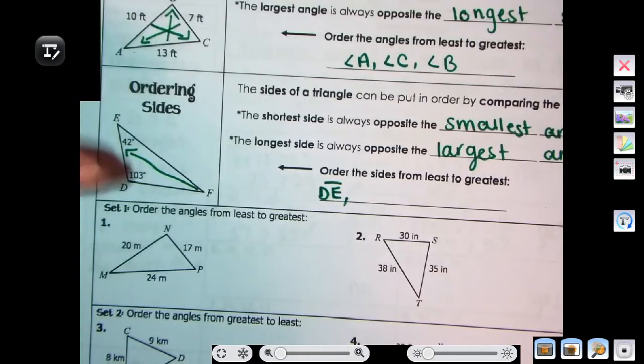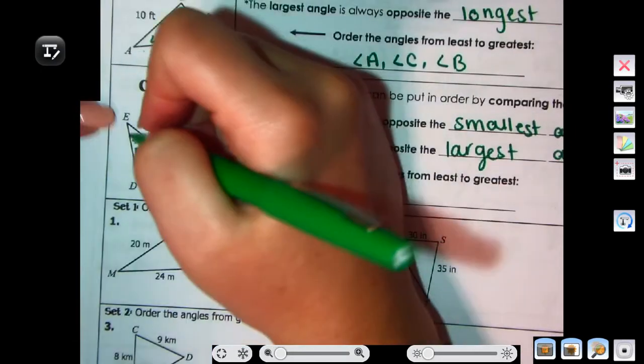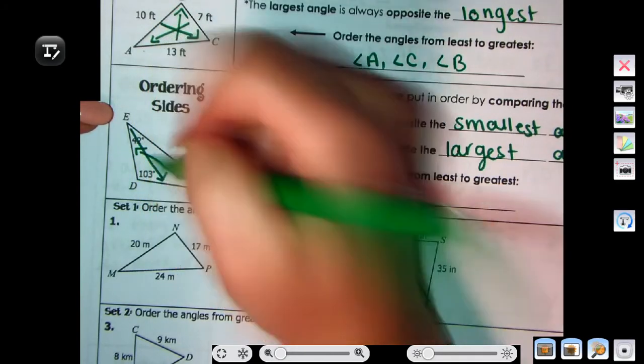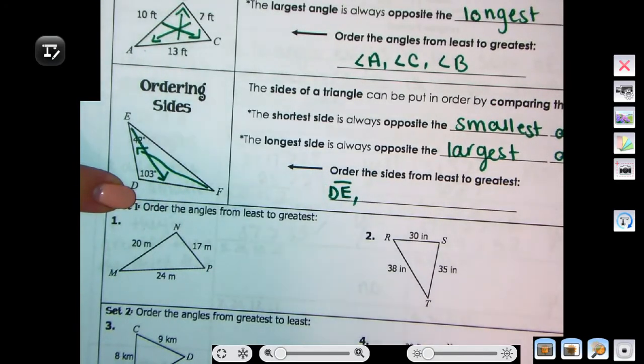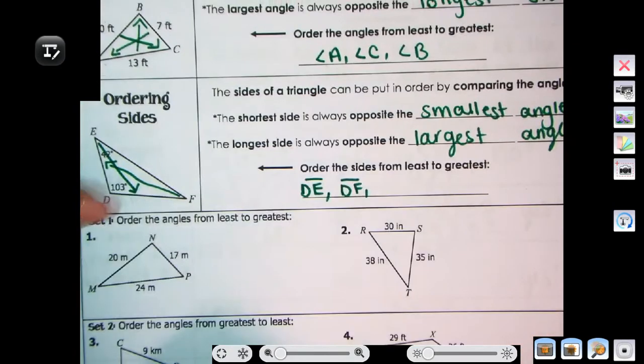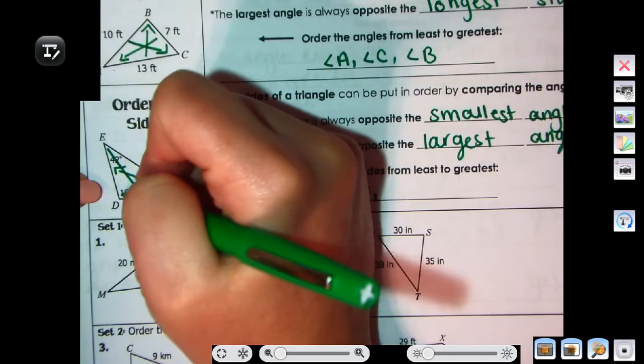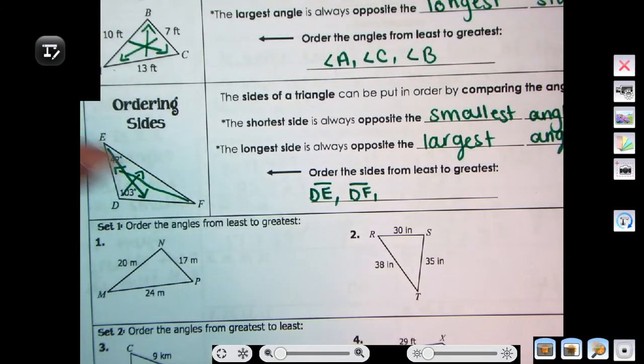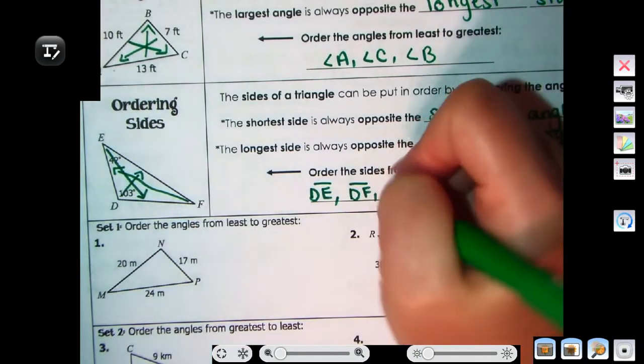That's the smallest one. Next smallest angle is 42. So if we draw a line to its opposite side, we're at DF. And then the largest angle, 103, draw a line to its opposite side. That is EF.